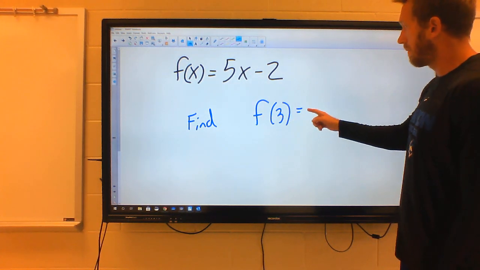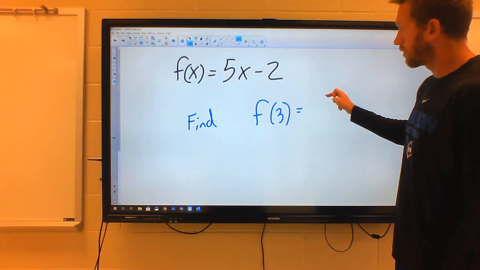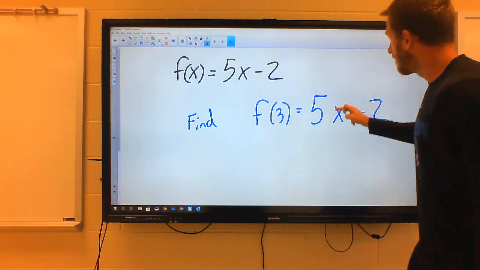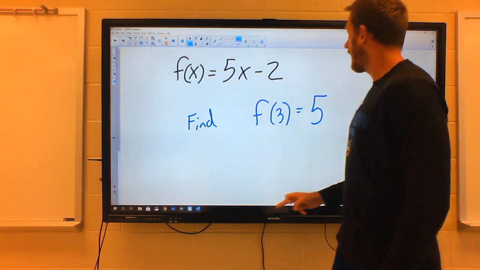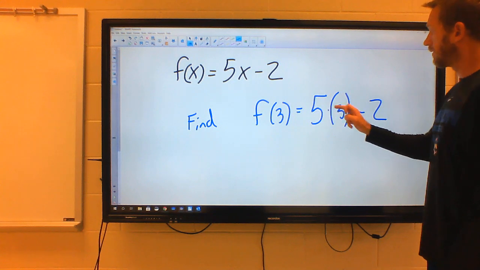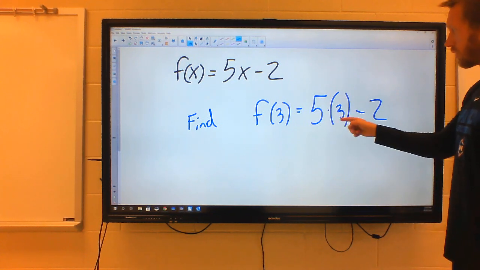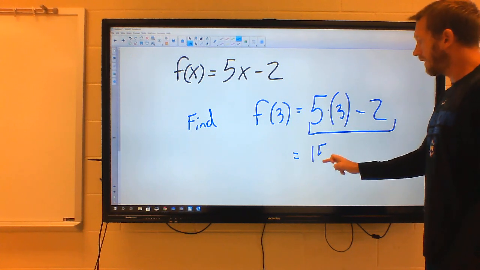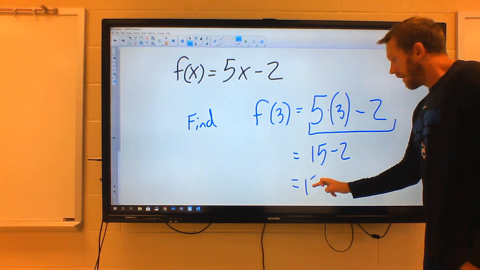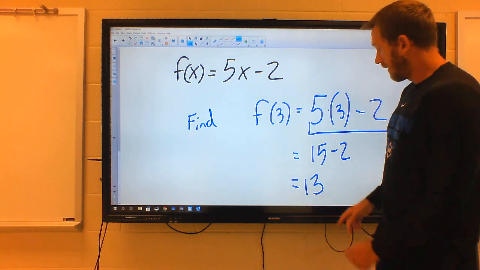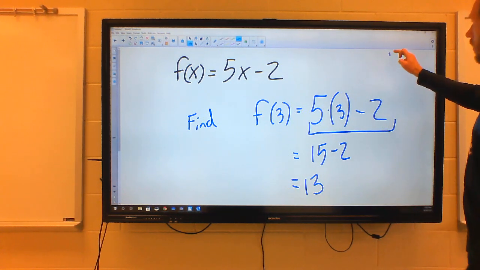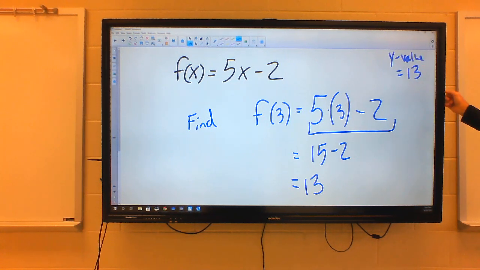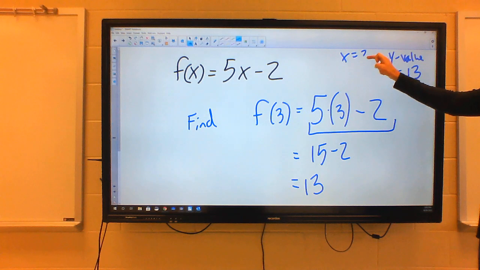F of 3 means we are looking for our function 5x minus 2 to be evaluated when x is 3. So all we're doing is solving this side of it. 5 times 3 is 15. 15 minus 2 is 13. So the answer is 13. That means our y value equals 13 when our x was 3.